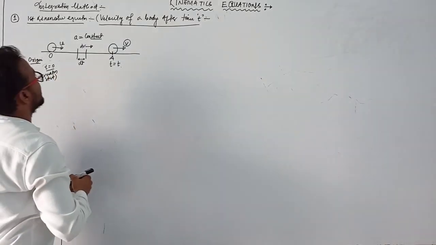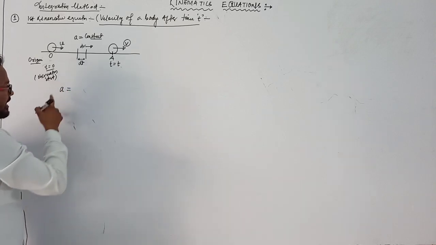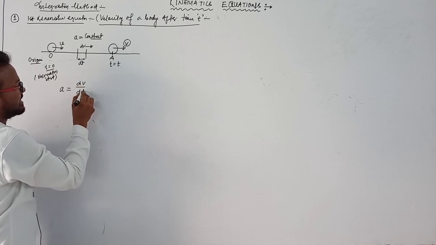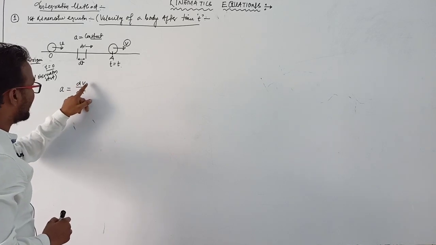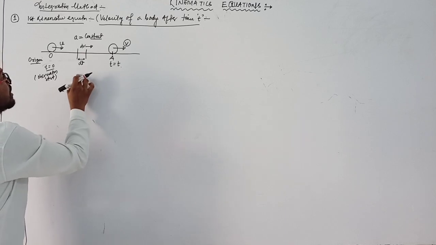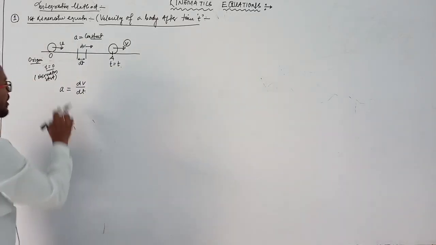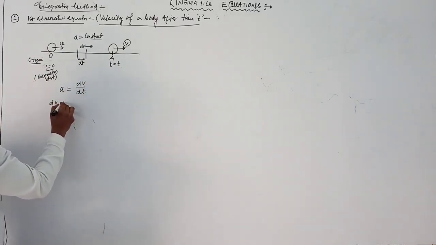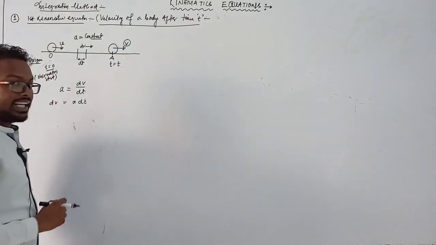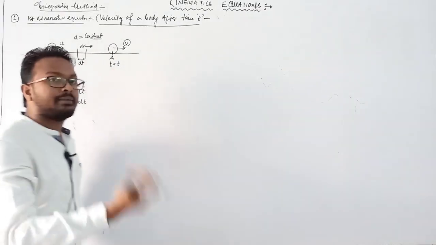Clear? So in this case we can use a relation known as instantaneous acceleration, which is a equal to dv divided by dt. It means differentiation of velocity with respect to time, or you can say in a small interval of time it is traveling with a velocity dv, which is equal to instantaneous acceleration. Clear? Now we can write here dv equal to a dt. Clear? Okay, but we have to calculate the total velocity within the time interval 0 to t. So how can we find the total velocity?